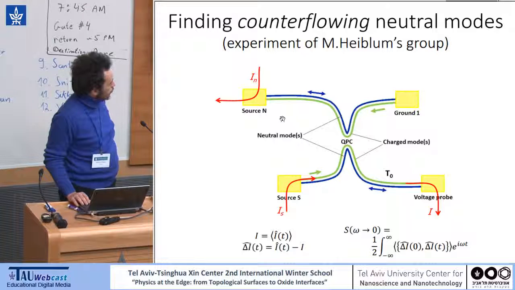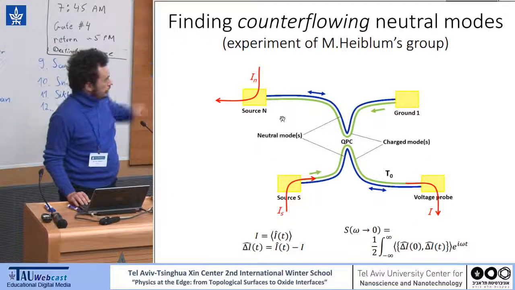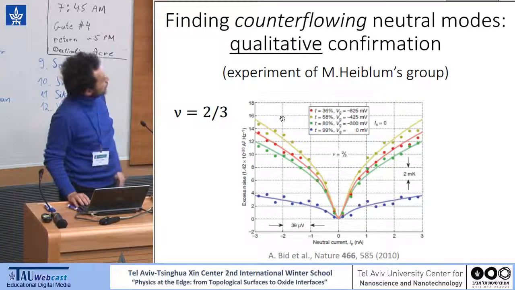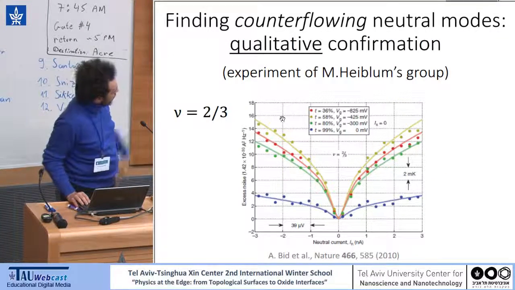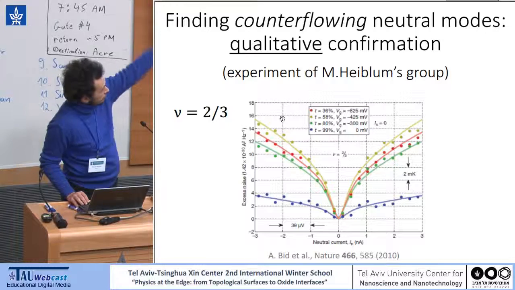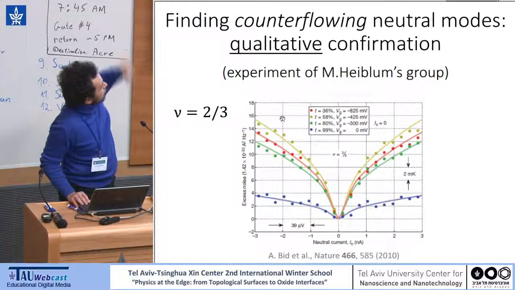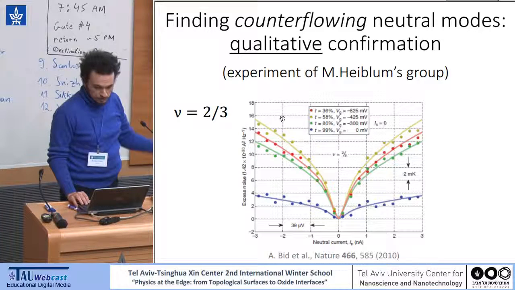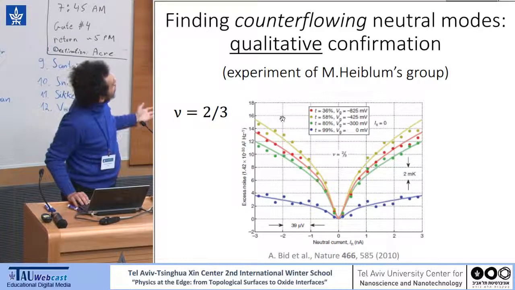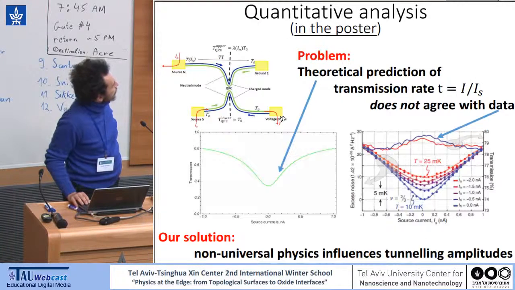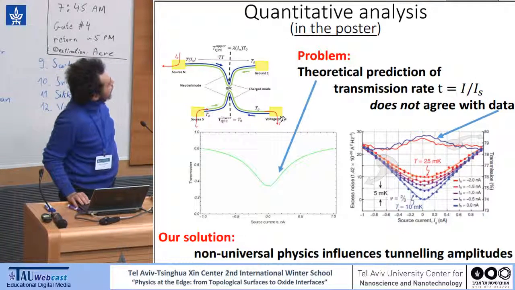More specifically, they measured the current in the bottom right corner, and they measured the current noise. And indeed, they found that there is a dependence of noise on I_N, for example, at nu equals 2/3, which confirms the existence of neutral modes qualitatively, because quantitatively you still have to analyze it to make some theory. And that's what we did.